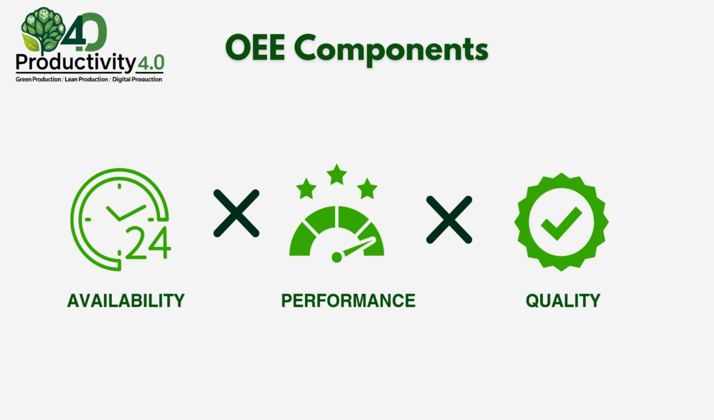Quality shows how many of the produced products are defect-free. For instance, if 5 out of 100 units are defective, the quality rate is 95%. Defective production causes not only time but also cost losses. OEE combines these 3 components to measure the actual efficiency of the equipment holistically.